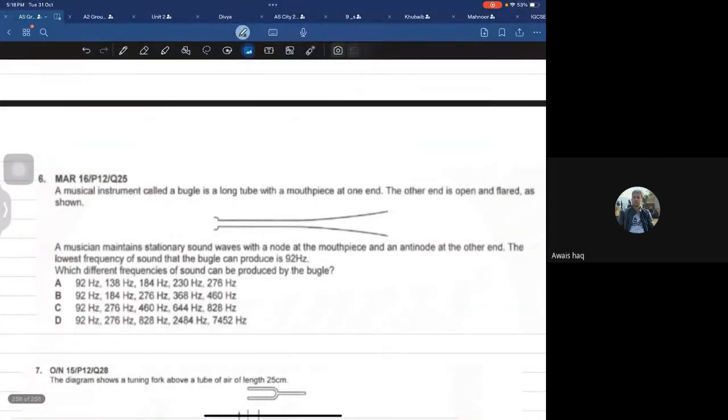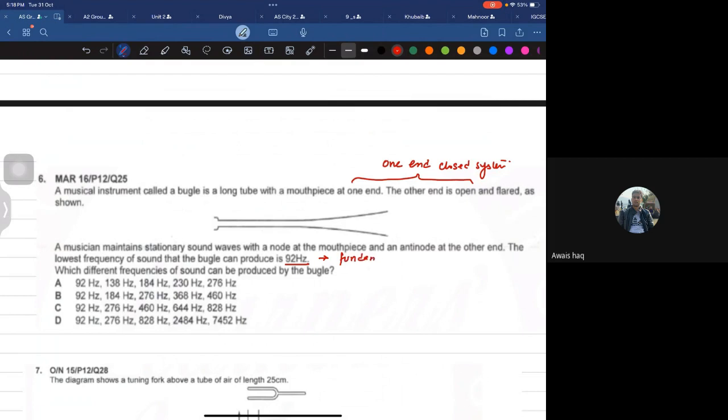So in this one, it says a musical instrument called a bugle is a long tube with one mouthpiece at one end, the other is open and flared. So the moment you see this, it means this is a one end closed system. Then it says a musician maintains a stationary sound wave with a node at the mouthpiece and an antinode at the other end. The lowest frequency a bugle can produce is 92 hertz, which means this is the fundamental frequency he's talking about.